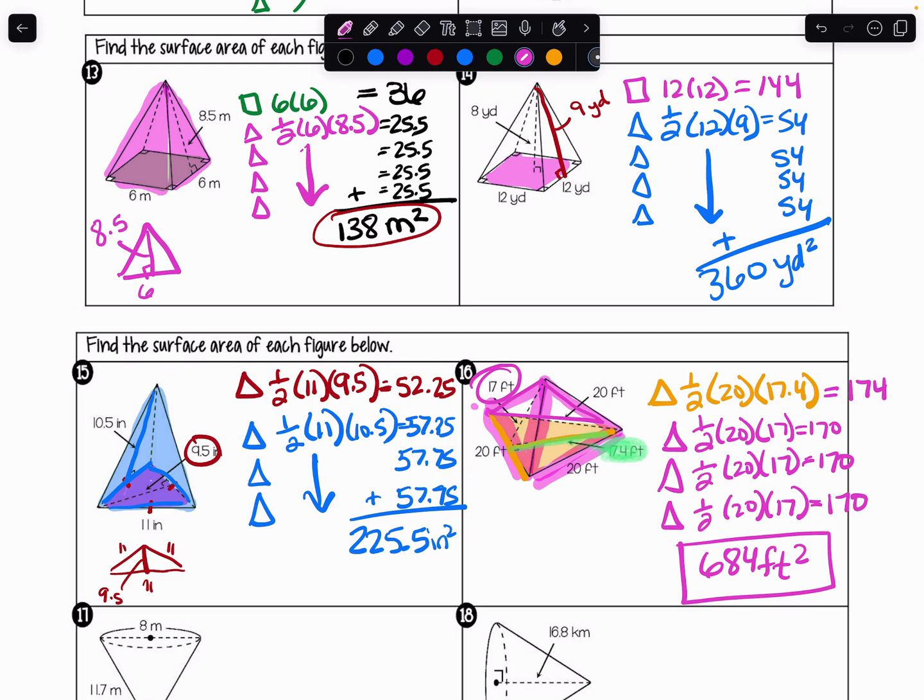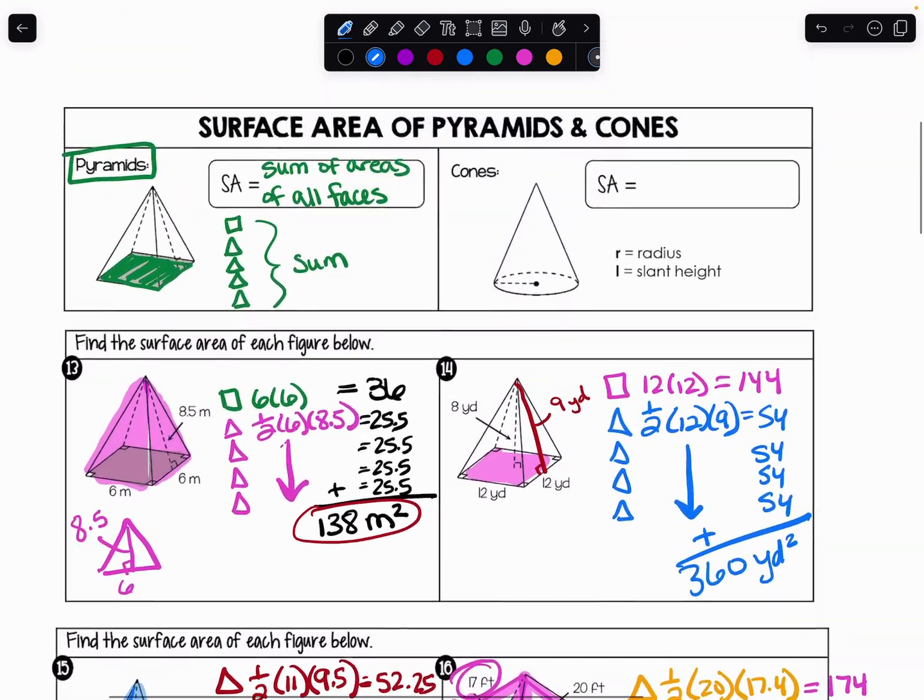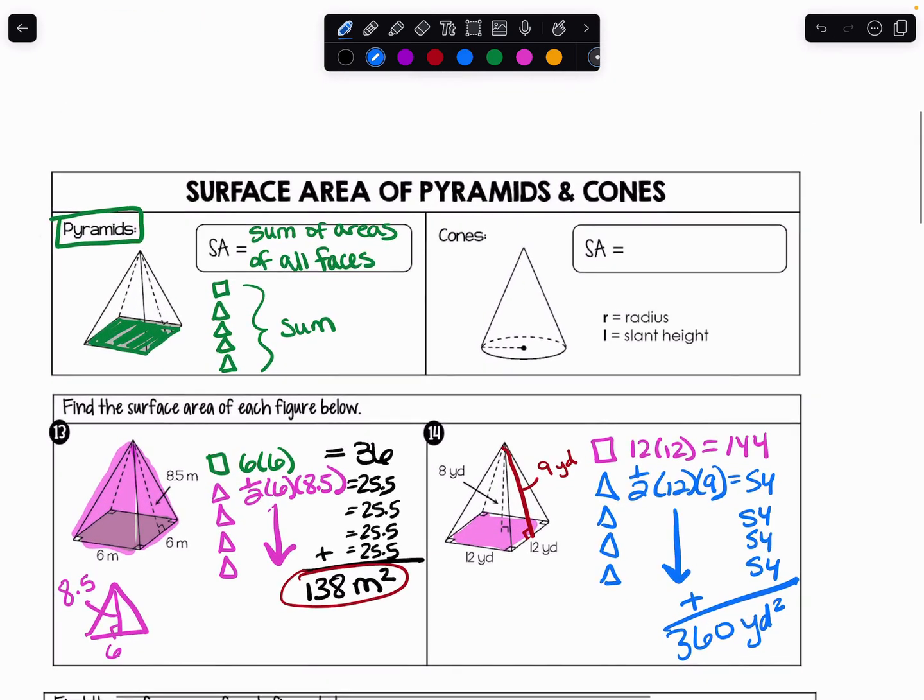Now, the surface area of a cone, I've been really trying to have you think about these logically and not memorize formulas. However, we will need to use a formula that we memorize for surface area of a cone. And here it is. First of all, this part you will know that it's the area of the circle, right? Because we're adding the area of all the faces. So it's going to be pi r squared for that circle.